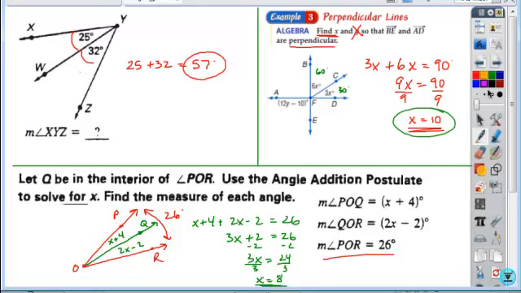Okay, so what I need to do is plug this back in. So if I take 8 plus 4, that gives me 12. And then here, 2 times 8 is 16 minus 2. That gives me 14. And if I confirm this, do those add up to equal 26? Yes, it does. Okay, so I'm pretty confident that I have the correct answers for that. One of the nice things with angle addition and segment addition is you should be able to plug your values back in and confirm that you have the right answers.